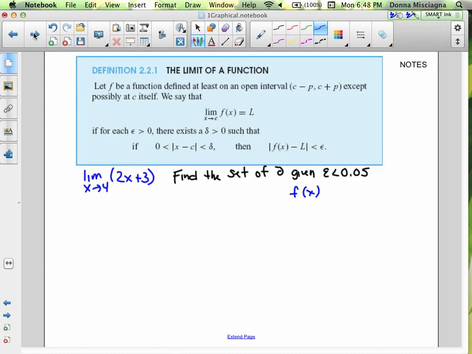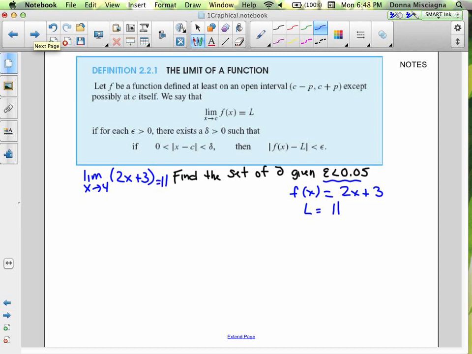All right, so let's take a look here. f of x is still 2x plus 3, and our limit is still going to be 11. We saw that from the other page. This is 11. Oh, no, epsilon is right here.